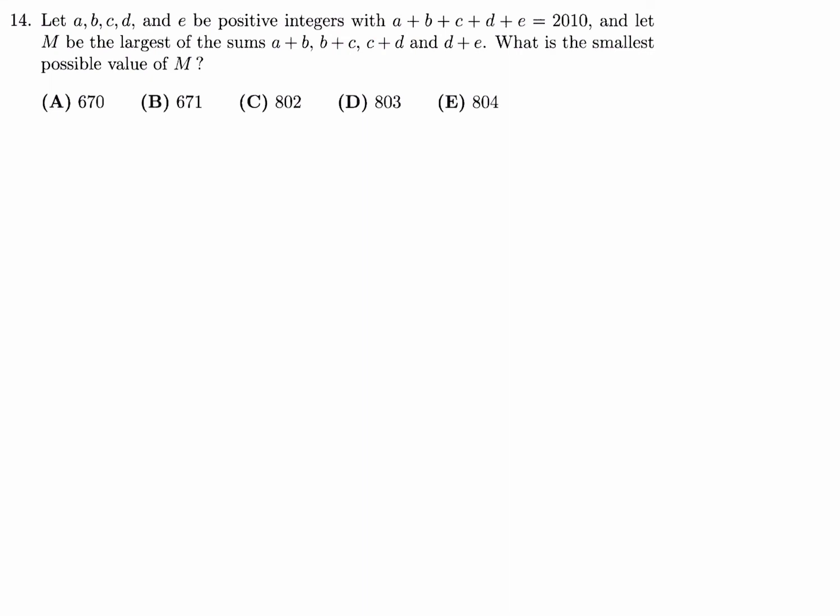Let A, B, C, D, and E be positive integers with A plus B plus C plus D plus E equal to 2010, and let M be the largest of the sums A plus B, B plus C, C plus D, and D plus E. What is the smallest possible value of M? We have A plus B, B plus C, C plus D, and D plus E. And one of these is M. Now I don't know which one is M. So I'll just call this one M.